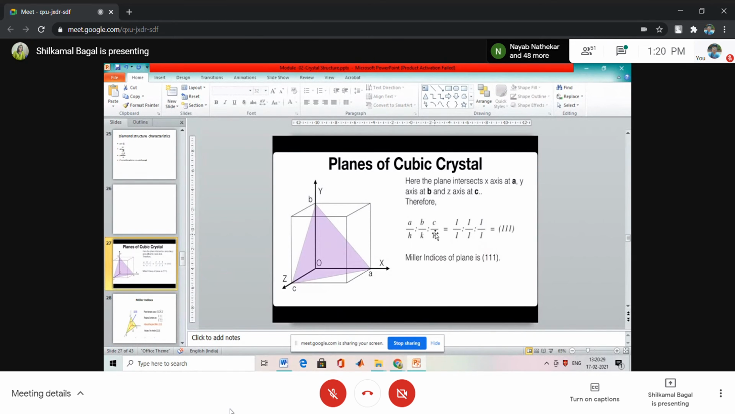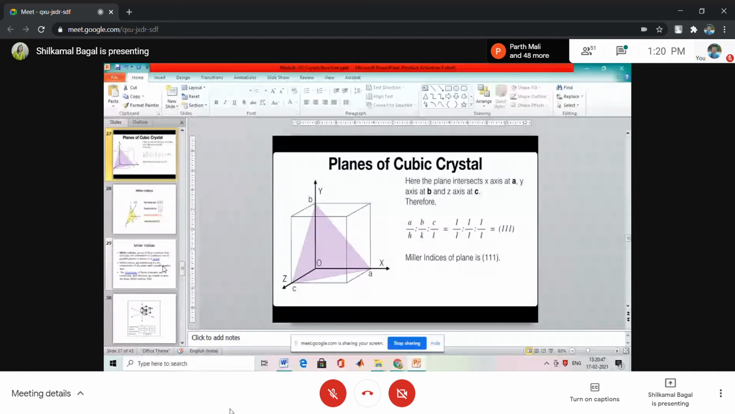If h, k, l are the indices of this plane, then a, b, c are the lattice constants. Here, by considering the unit cell, the intercepts of this plane are 1, 1, 1. Then 1 by 1, 1 by 1, 1 by 1. So this plane will come 1 by 1.